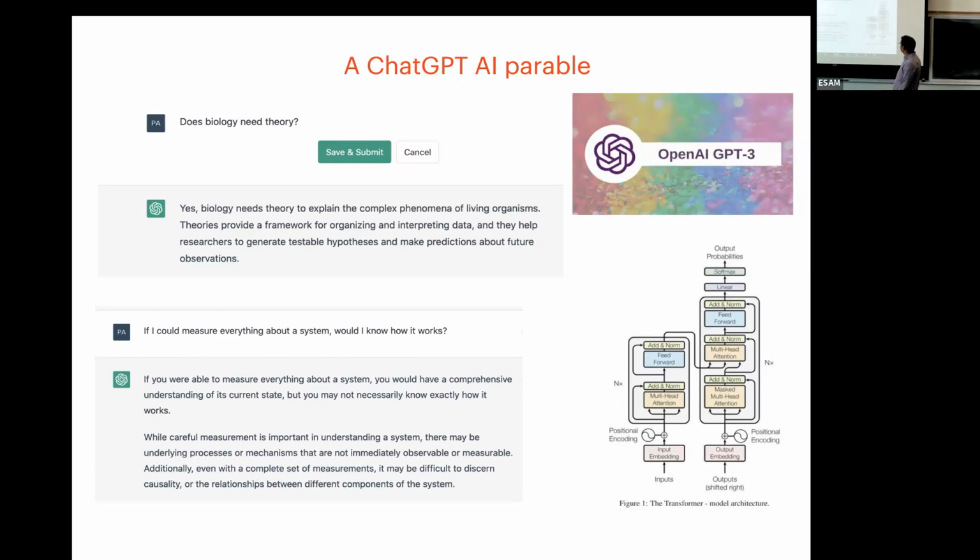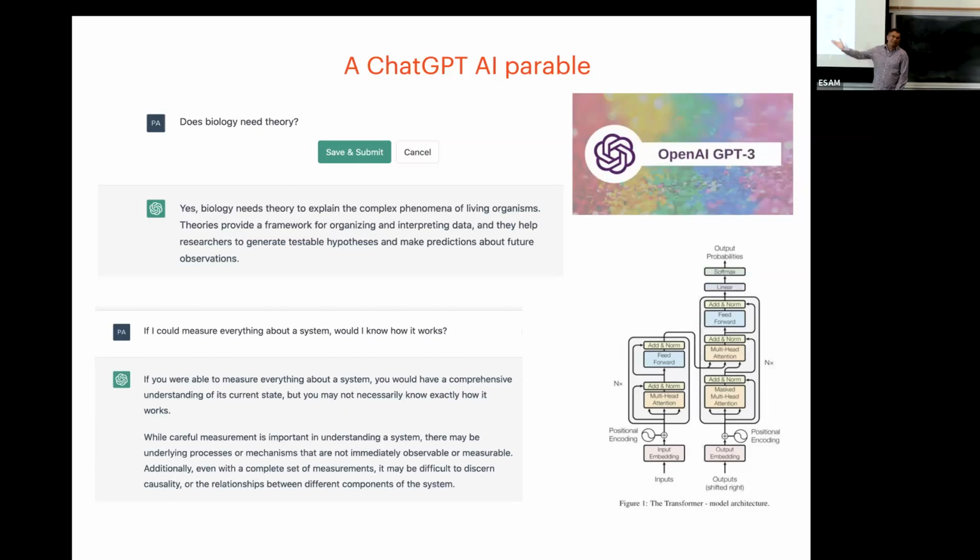And additionally, even with a complete set of measurements, it may be difficult to discern causality or the relationships between different components of the system. I don't know what all this means, but the reason I read you this whole thing is that we know every single thing about at least some version of this program. We know every architecture, we know every piece of training data. We know every gradient prop, and no one can tell you how it does this. How can it generate such a coherent answer?